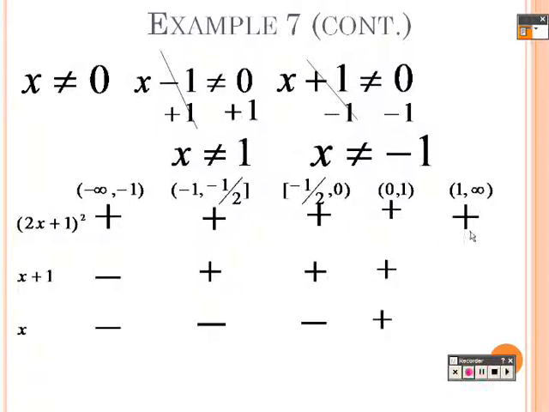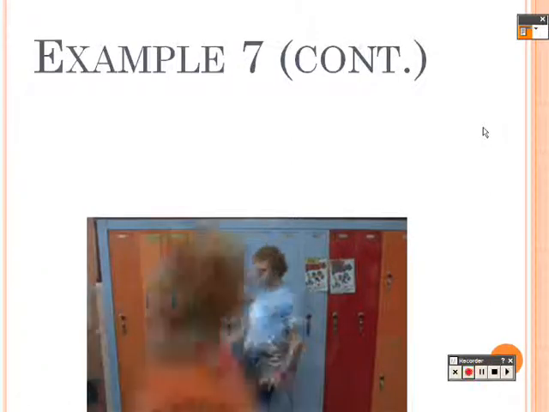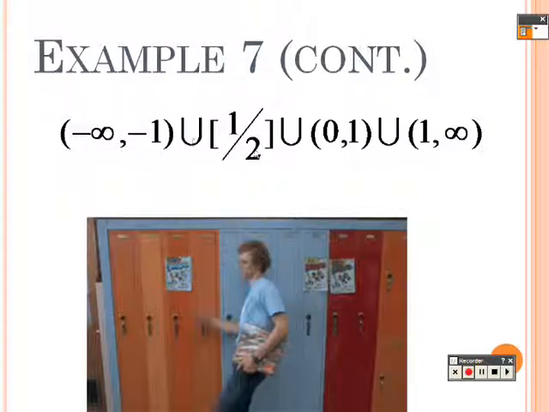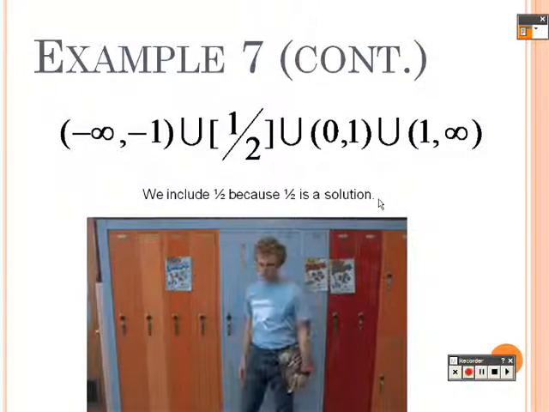And when I plug in a number like a 2, positive, positive, positive. So a positive times 2 negatives is a positive, so that's positive. This will be a negative final answer. This will be a negative final answer. This will be positive, and this will be positive. I am looking for where it is positive, and those are all the areas, and that's just something you can double check. We include a half because that is a solution.